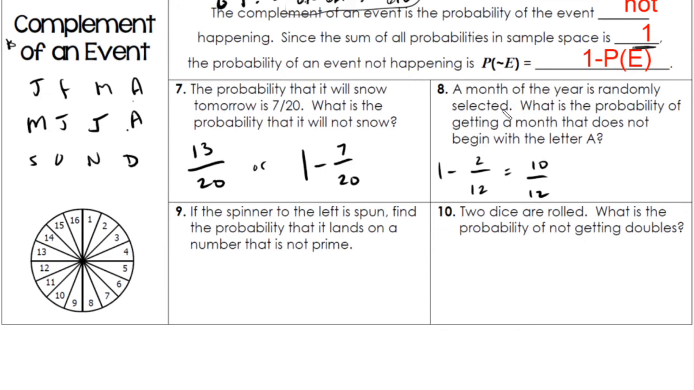But you can always just count the number of months that don't start with the letter A, and it would be the favorable outcome over the total number of outcomes, right? So you could have done this without even worrying about this 1 minus part.